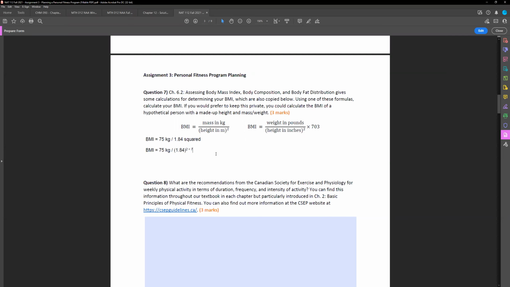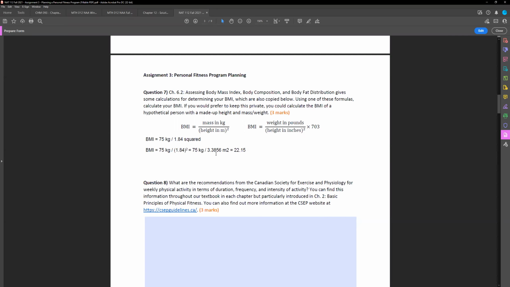Now that equals 75 kilograms divided by 1.84 squared, which is 1.84 times 1.84, or 3.3856. Technically, that's meters squared, but we're not going to worry about that too much. 75 divided by that number gives me 22.15, a BMI of 22.15.